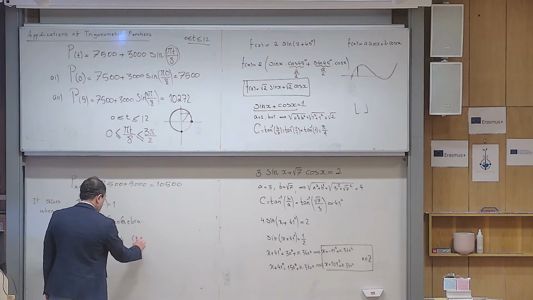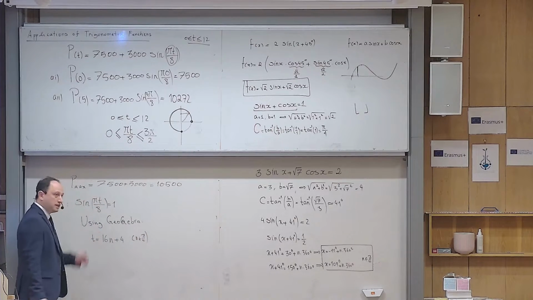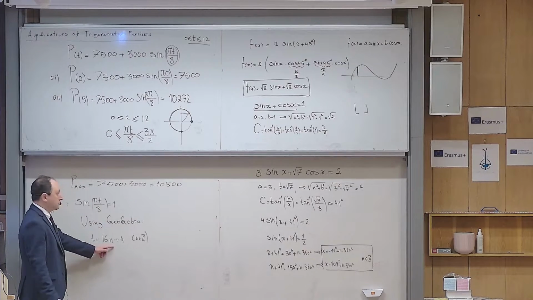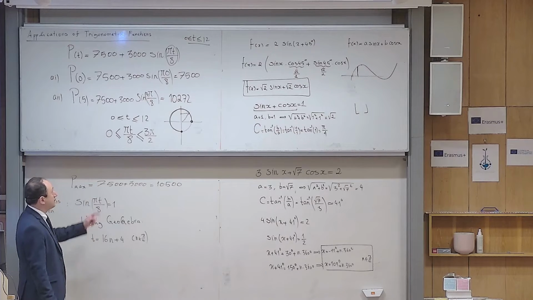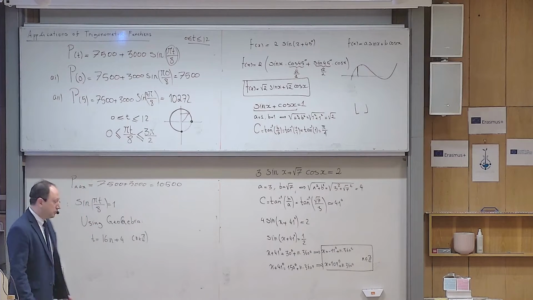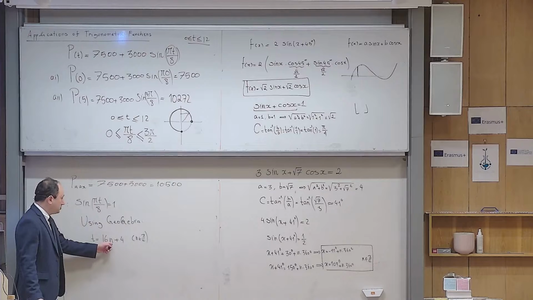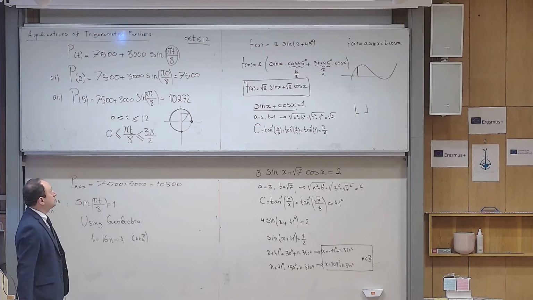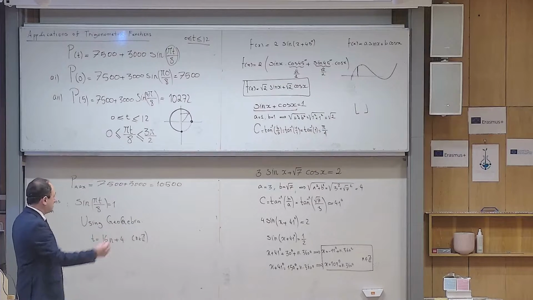N belongs to Z. Okay, so this is the answer. But of course, this answer is all possible answers. You don't want all possible answers. You want those answers within your interval. And then n, I cannot put negative values because it will give me negative values for t, but my interval is supposed to be on the right-hand side of 0.